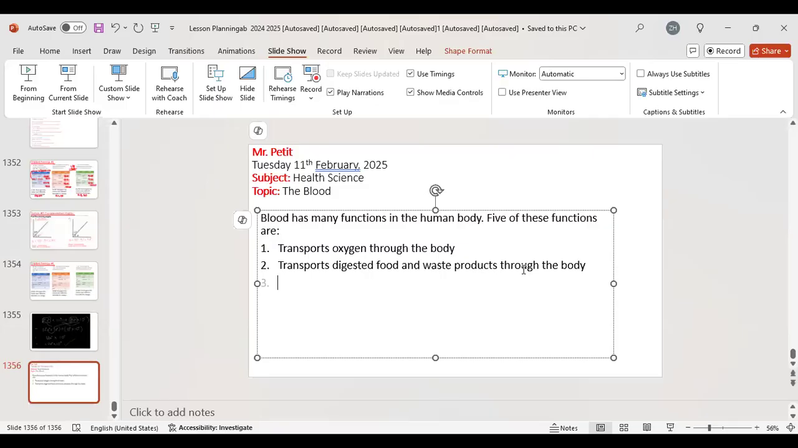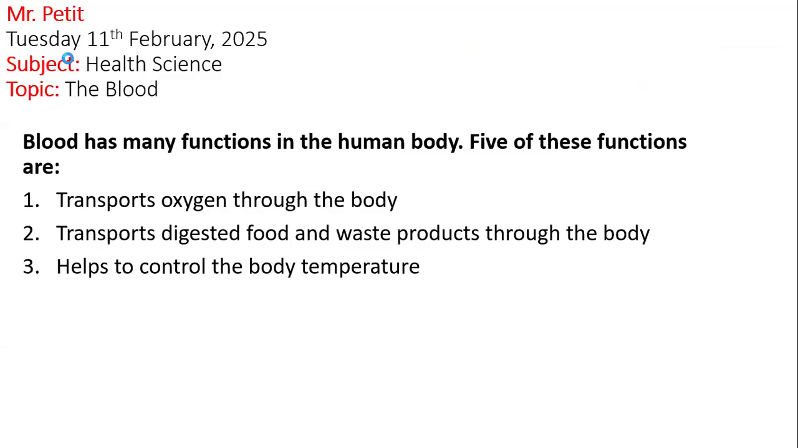The blood helps to control the body temperature. Do you know how the blood helps in controlling the temperature of the body? It brings warmth. How? Because the blood is warm. Have you ever noticed when it's very cold? What is a good indication that it's cold?